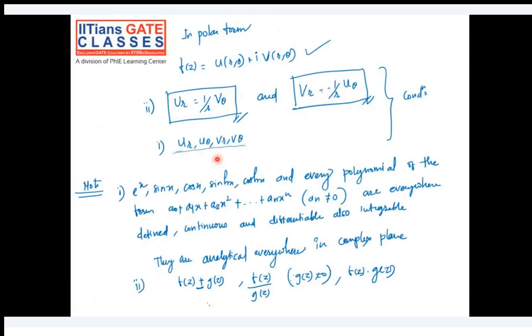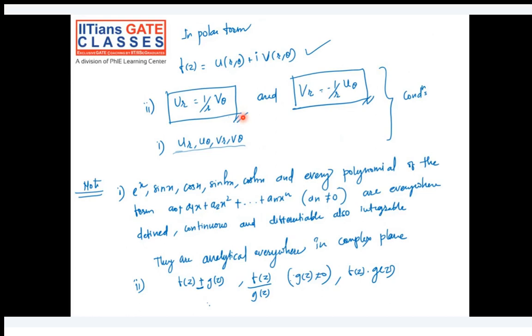And what is the second criteria? The second criteria is this: differentiation of u with respect to r should be equal to 1 upon r times differentiation of v with respect to theta, and differentiation of v with respect to r is equal to minus 1 upon r times differentiation of u with respect to theta. So if these two conditions are satisfied, then we can clearly say that the given polar form complex function is analytical.